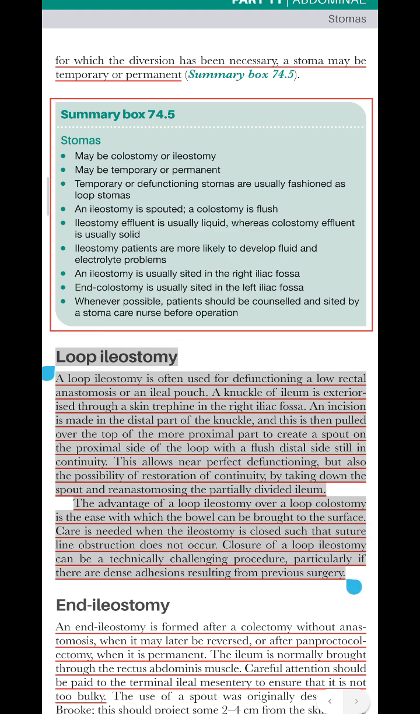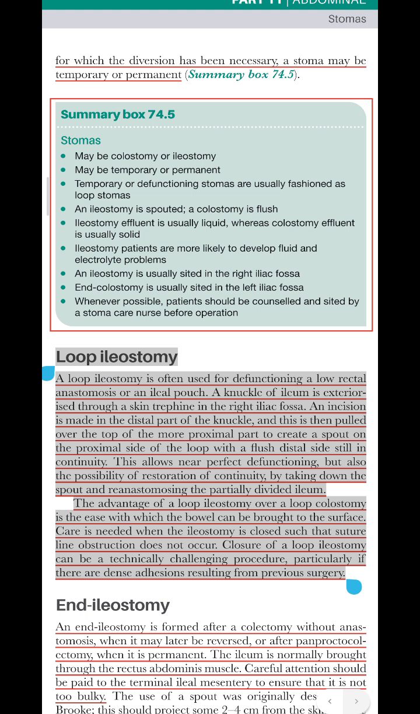Loop ileostomy. A loop ileostomy is often used for defunctioning a low rectal anastomosis or an ileal pouch. A knuckle of ileum is exteriorized through a skin trephine in the right iliac fossa. An incision is made in the distal part of the knuckle, and this is then pulled over the top of the more proximal part to create a spout on the proximal side of the loop with the flush distal side still in continuity. This allows near perfect defunctioning, but also the possibility of restoration of continuity, by taking down the spout and reanastomosing the partially divided ileum.